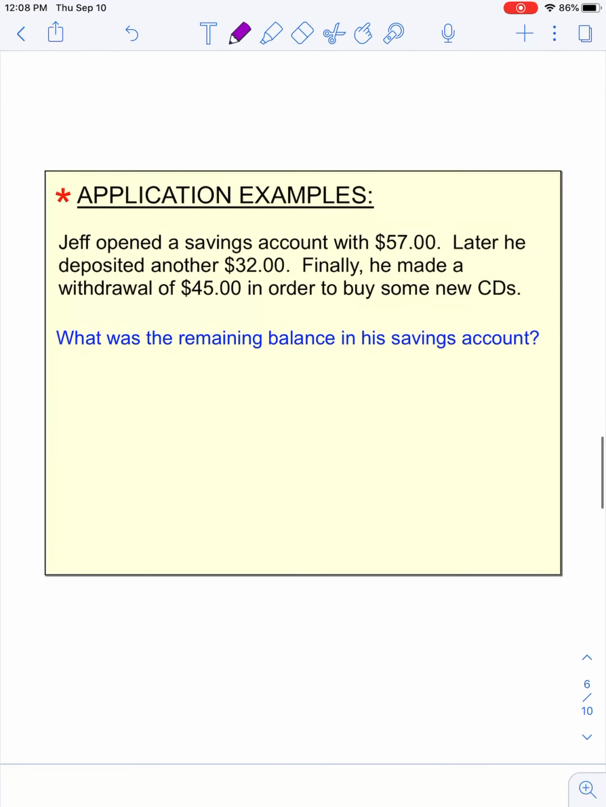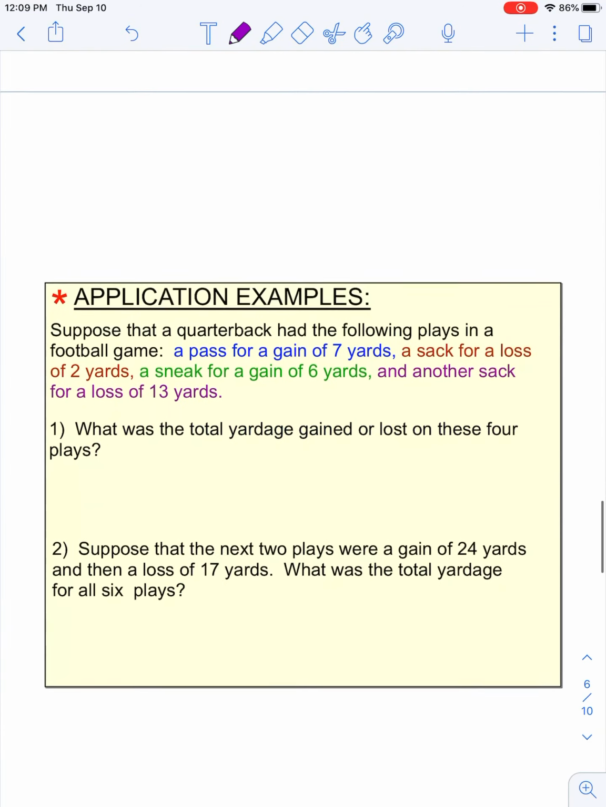Here's another application. If Jeff opens a savings account with $57, so he's got $57 in that account. Later he deposits $32. A deposit is a gain. So now in his account he has $89. But now he makes a withdrawal, which means he's taking money out, and if he takes money out, then he is going to only have $44 remaining in his savings account after the deposit and withdrawal.